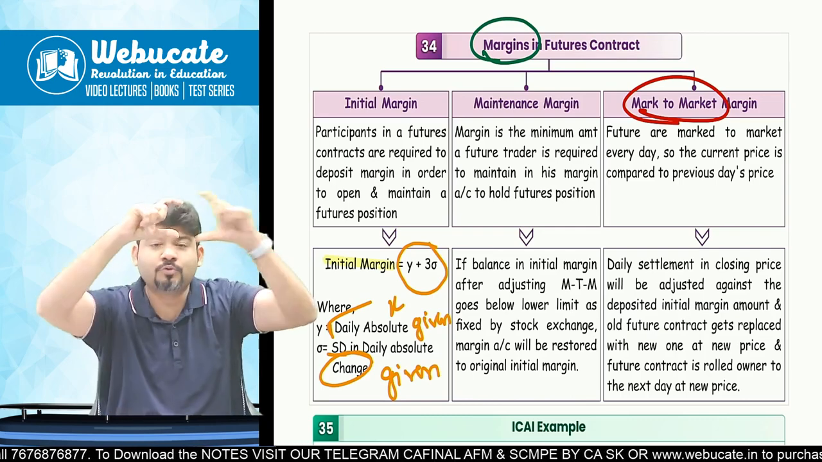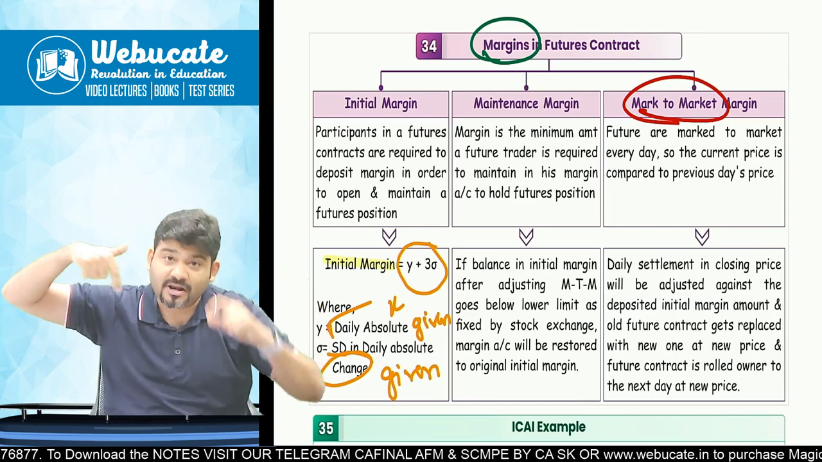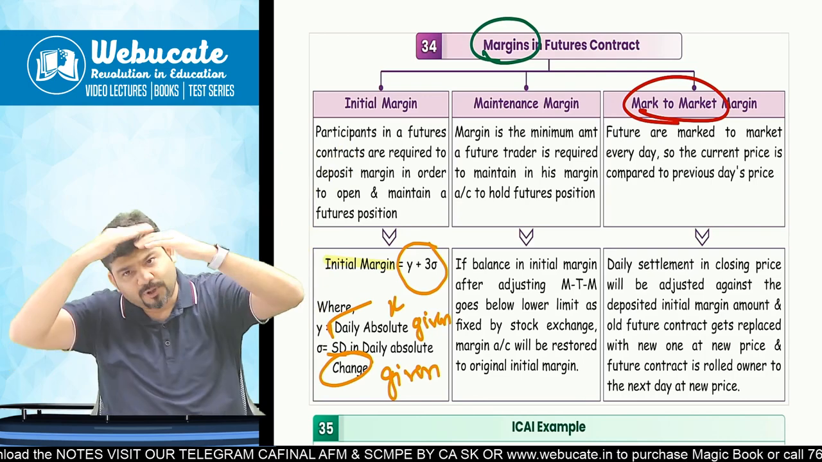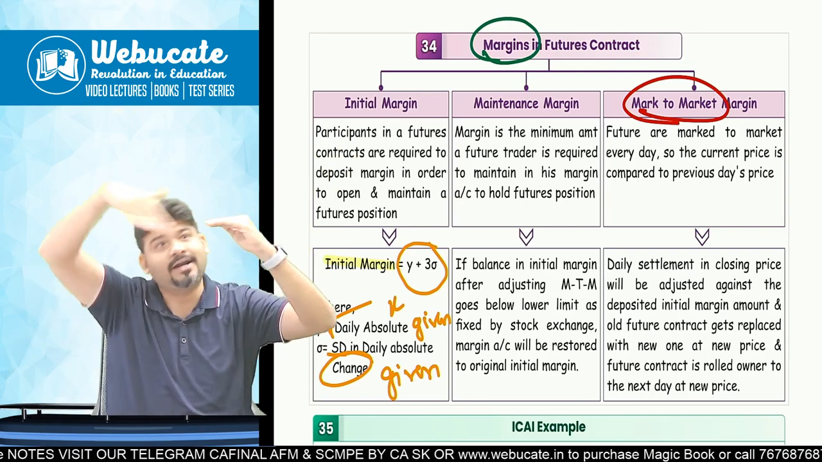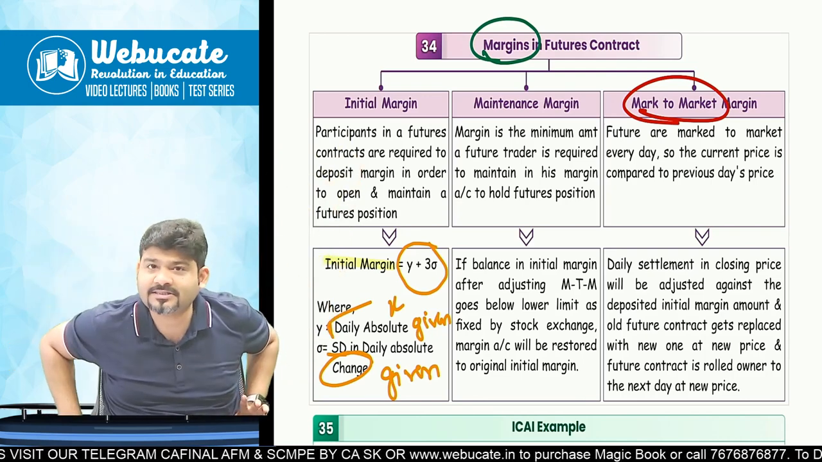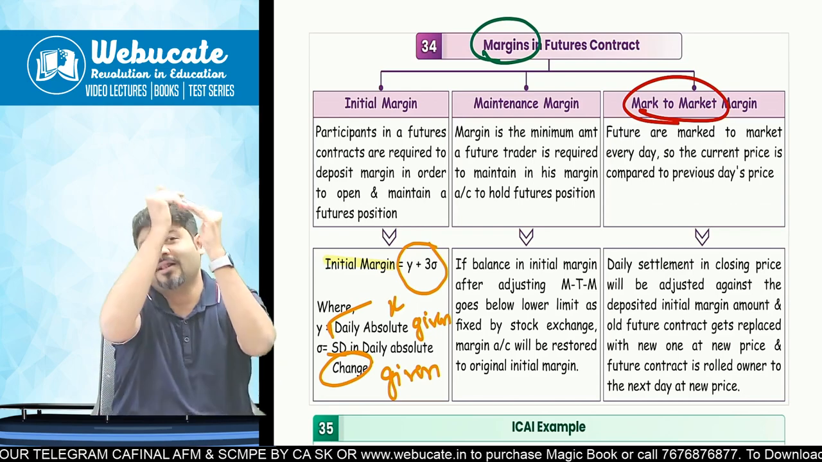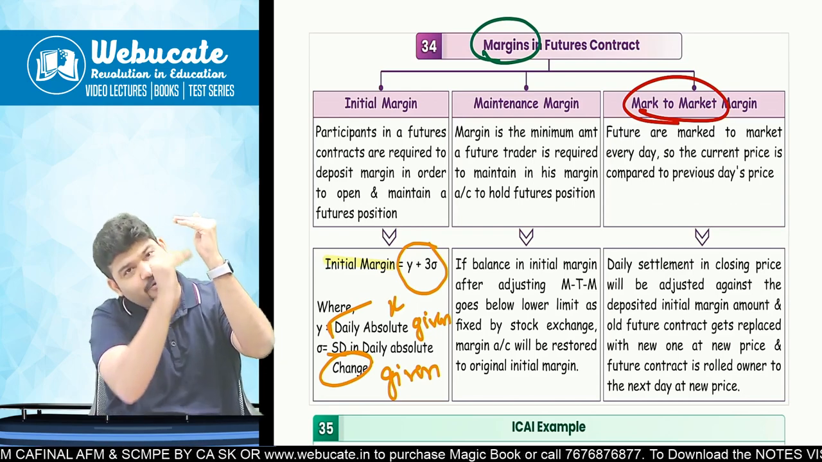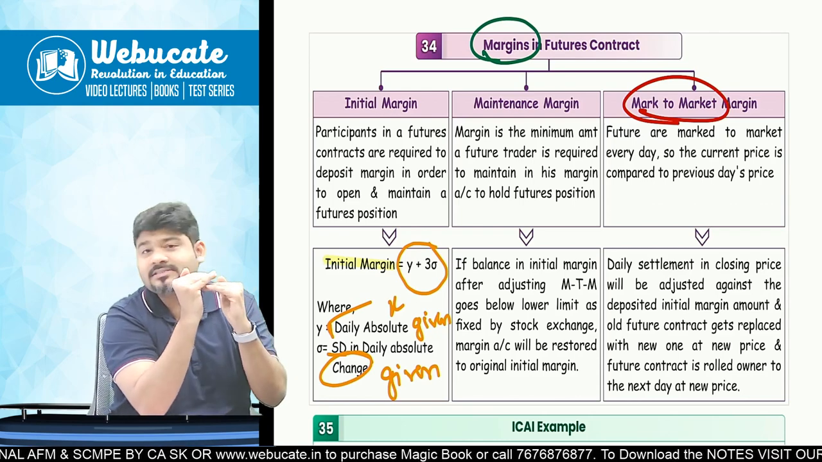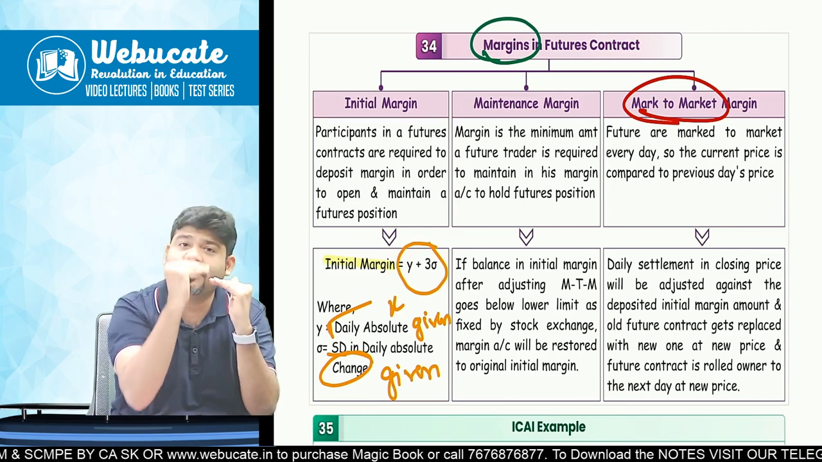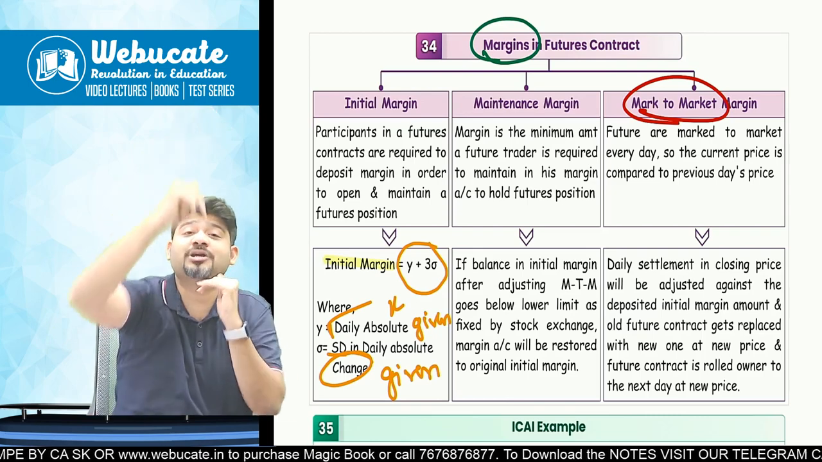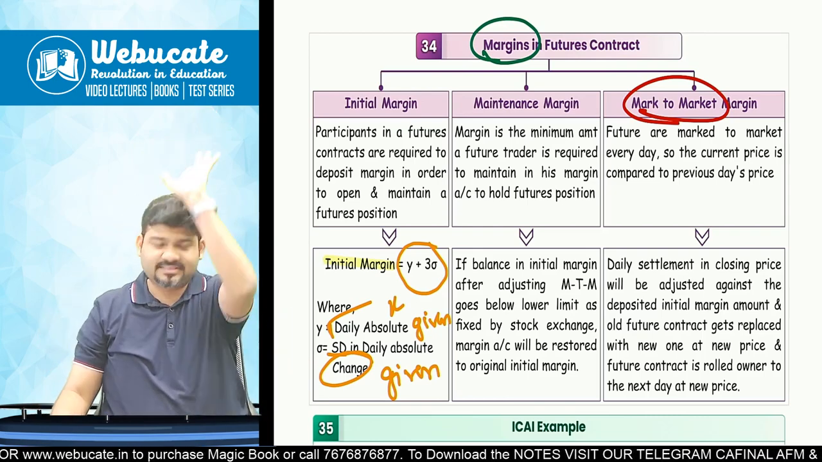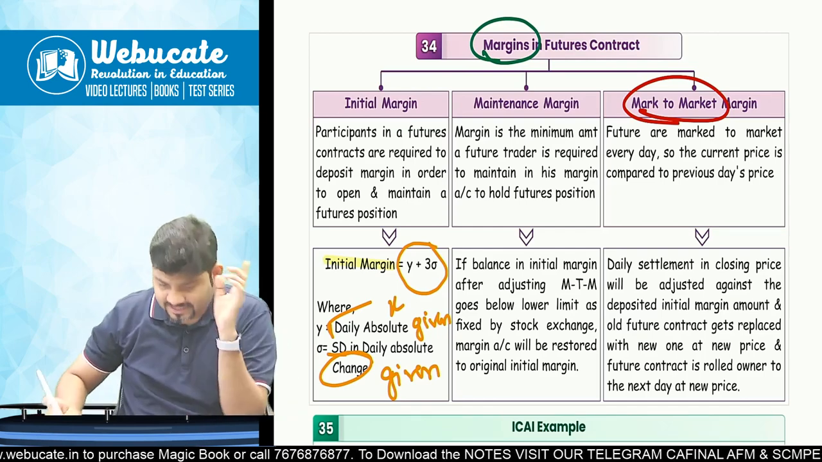Now that 50 rupees loss will be adjusted on a daily basis from the initial margin. Suppose 1000 goes to 1100, 100 rupees will be added to your initial margin. But if it is a loss, it will be deducted from your initial margin. In this way, the margin will keep on going down. If it touches the maintenance margin, it is a trigger. You have to refill till the whole initial margin amount, which is 10,000 in our example. Got it, everybody?